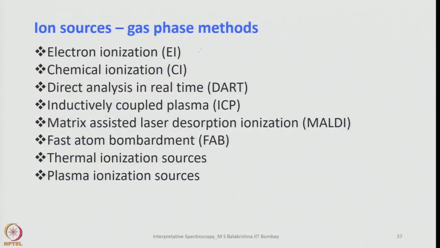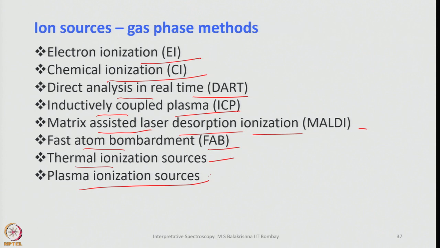So, ion sources. In gas phase methods, as I mentioned, we use electron ionization, chemical ionization, direct analysis in real time, inductively coupled plasma, matrix-assisted laser desorption ionization, MALDI, fast atom bombardment, FAB, thermal ionization sources, and plasma ionization, which is used in case of analysis. So these are the ion sources used in gas phase methods.